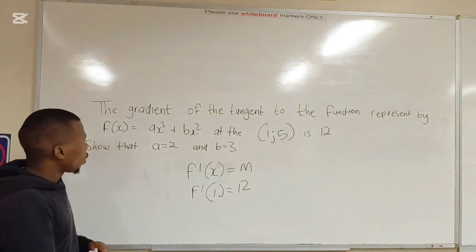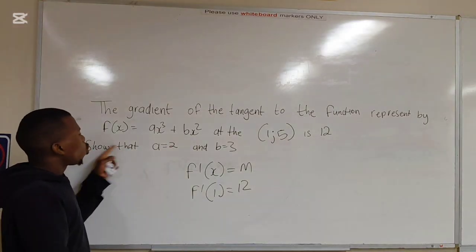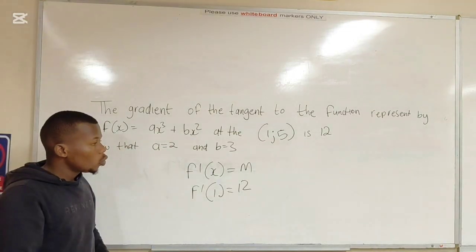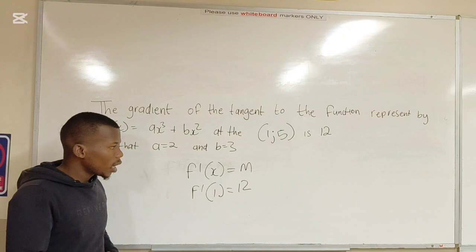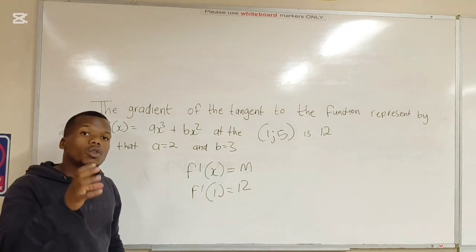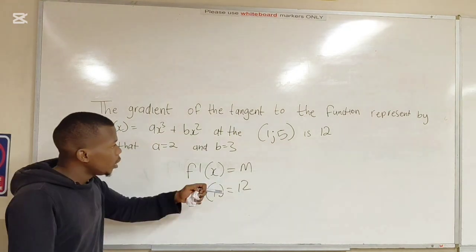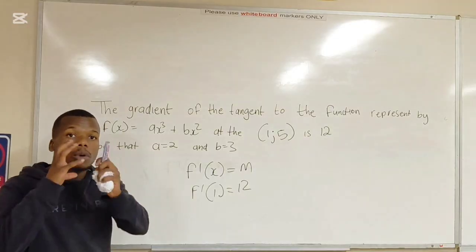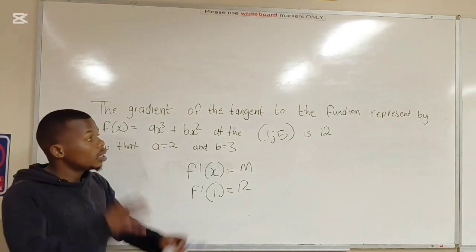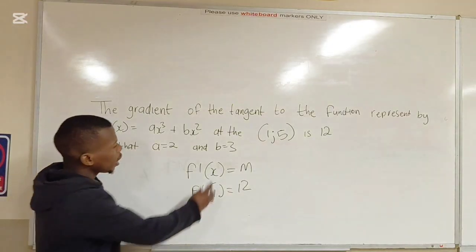Okay, let's go to the question. The question is, show that a is equal to 2 and b is equal to positive 3. We can see that our goal is to calculate the values of what? A and b, and show that the value of a is positive 2 and the value of b is positive 3. Now let's carry on.